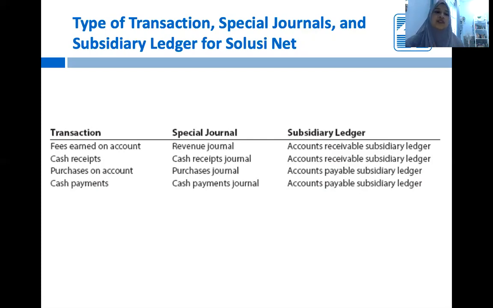For the transaction of cash receipt, we record in special journal, and then we post to account receivable subsidiary ledger. For the transaction of purchases on account, it is recorded in purchases journal and posted to account payable subsidiary ledger. If it is a cash payment, we normally pay the creditors. So it's recorded in special journal of cash payment journal and posted to account payable subsidiary ledger.